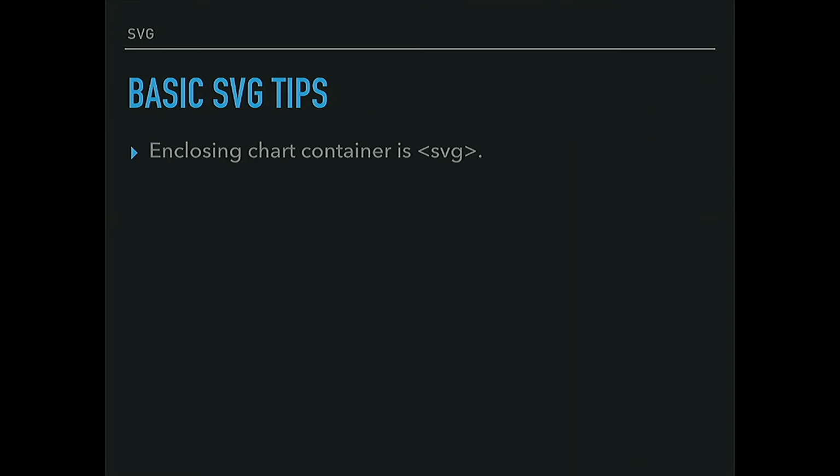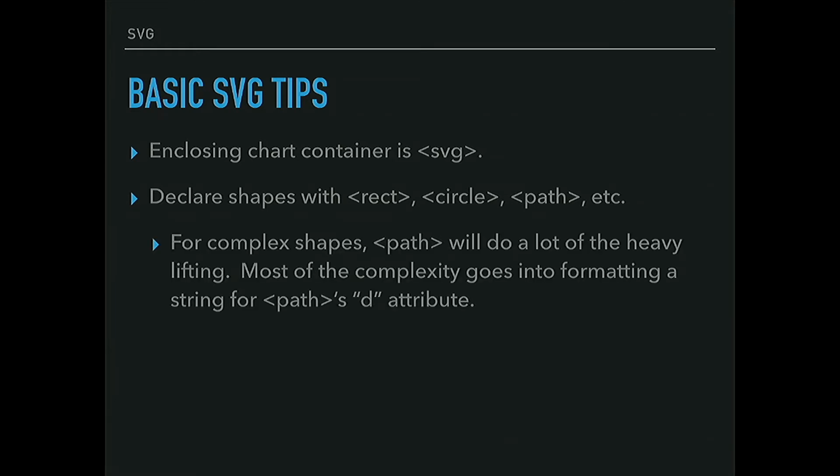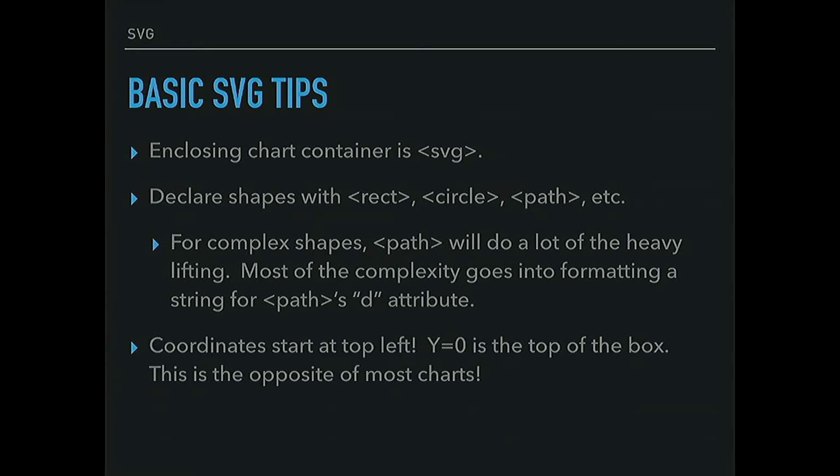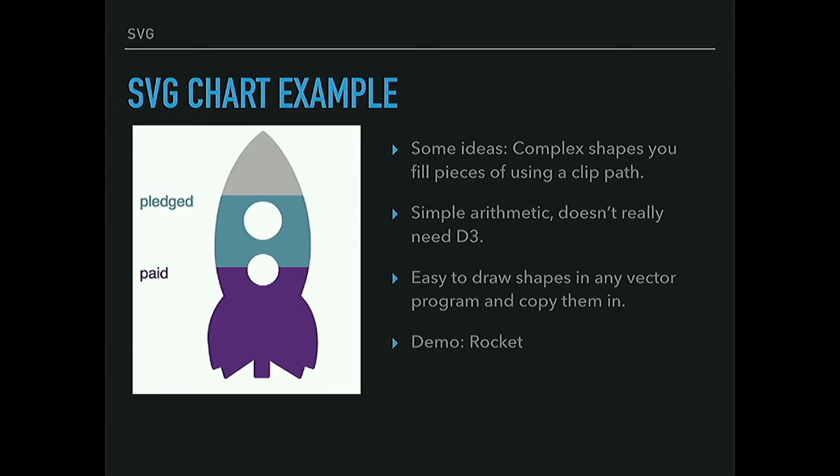So first, when you're doing SVG, your enclosing chart container is going to be SVG, the big parent component. All of the shapes are going to be tags like rect, circle, and path. Path especially is going to be the heavy hitter for the complex shapes. You can describe pretty much any shape you want using a really long and often hard to read string that goes into the d attribute in a path element. Something important to note is that in SVG and in Canvas, coordinates start at the top left. That's where the origin is. So y equals 0 is the top of the box, which is the opposite of the way most charts are drawn. So you have to do some subtraction and stuff.